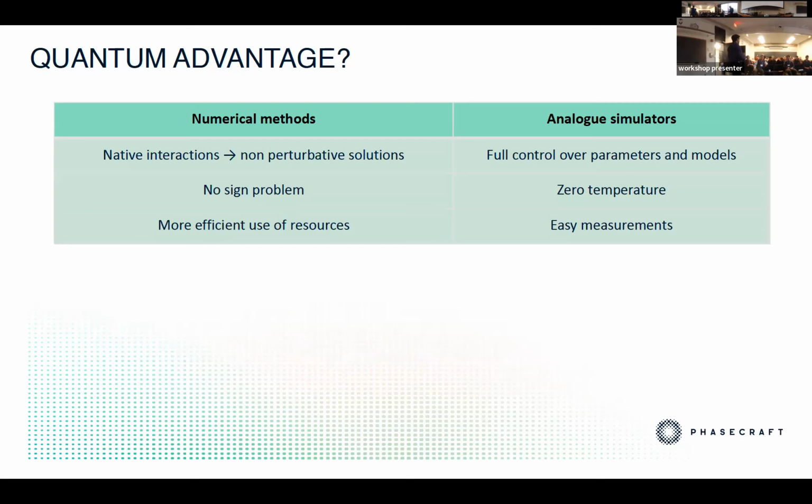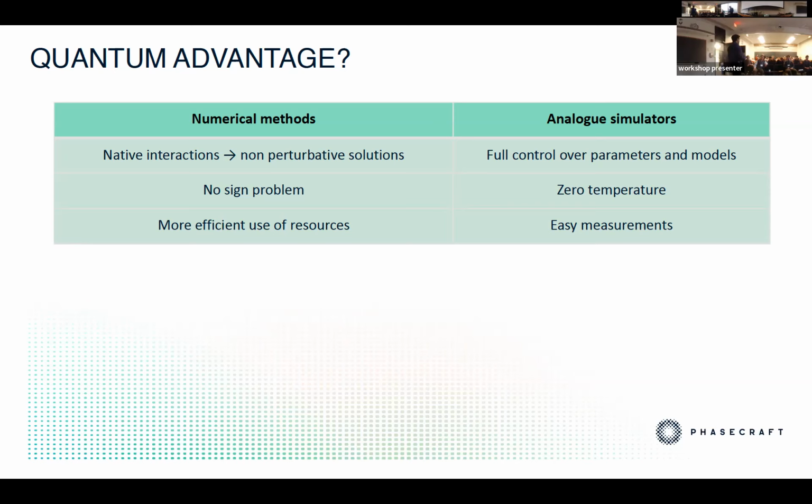So why should we bother with quantum computers? Well, the first point is that I'm not really sure whether what we are doing is numerical experiments or real experiments, so it's better to compare quantum computers with both. If we look at numerical methods, a very important point is that quantum computers are quantum. So if we try to simulate a quantum system with a quantum computer, we can implement interactions in a pretty natural way, and we don't need to rely on perturbative regimes, so we can actually obtain non-perturbative solutions to a quantum many-body problem.